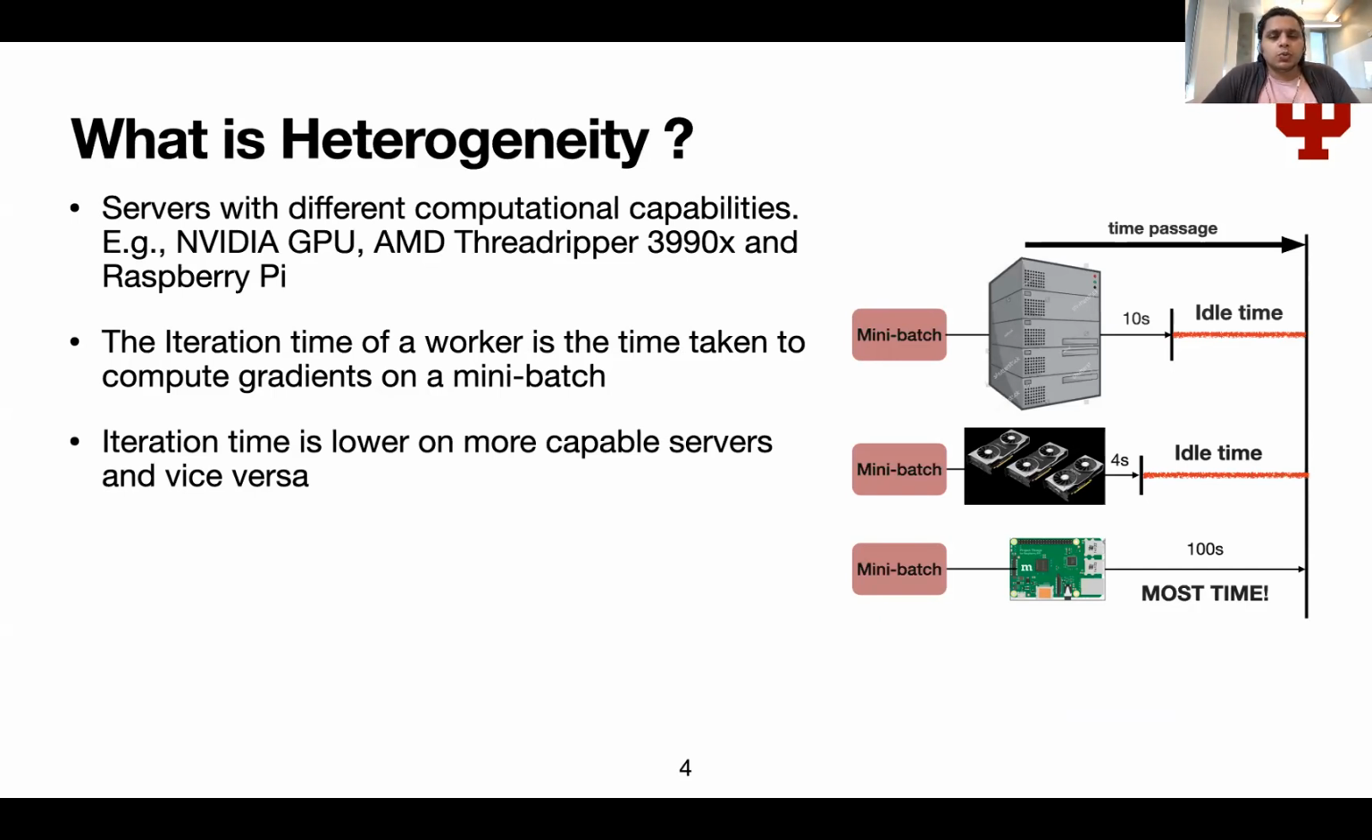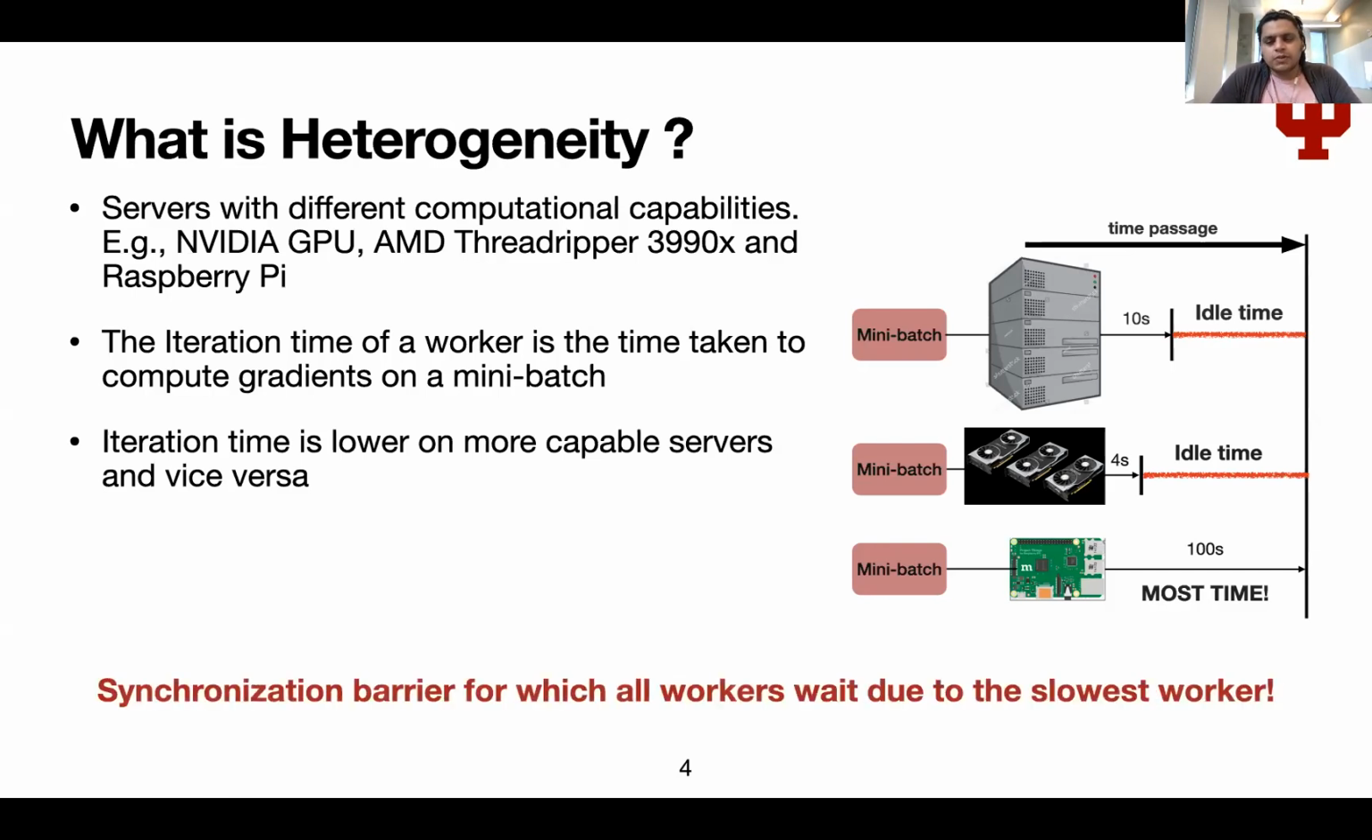The iteration time on each worker is the time taken to compute gradients on a mini batch. And more capable devices have a lower iteration time compared to the less capable devices, as you can see in the figure that tries to explain this. If they process the same mini batch, the GPUs compute the gradients, the major training portion, in significantly less time compared to, say, the Raspberry Pi. But because it's synchronous, the other workers have to wait until the slowest worker completes. So there's a synchronization barrier here, which is basically training is affected by the slowest worker in the group.